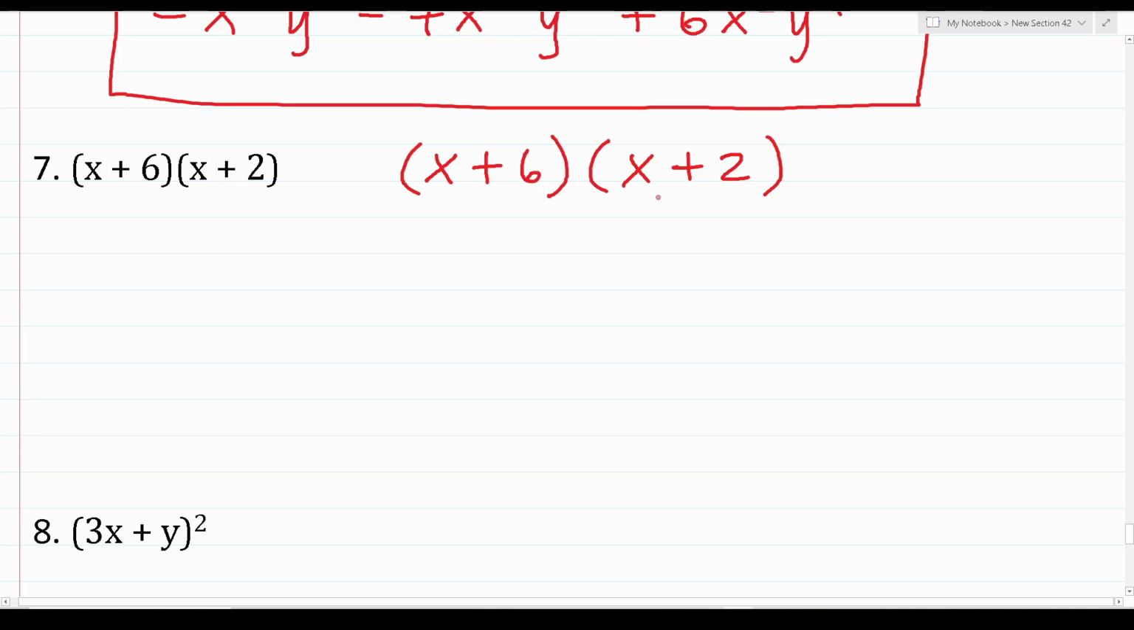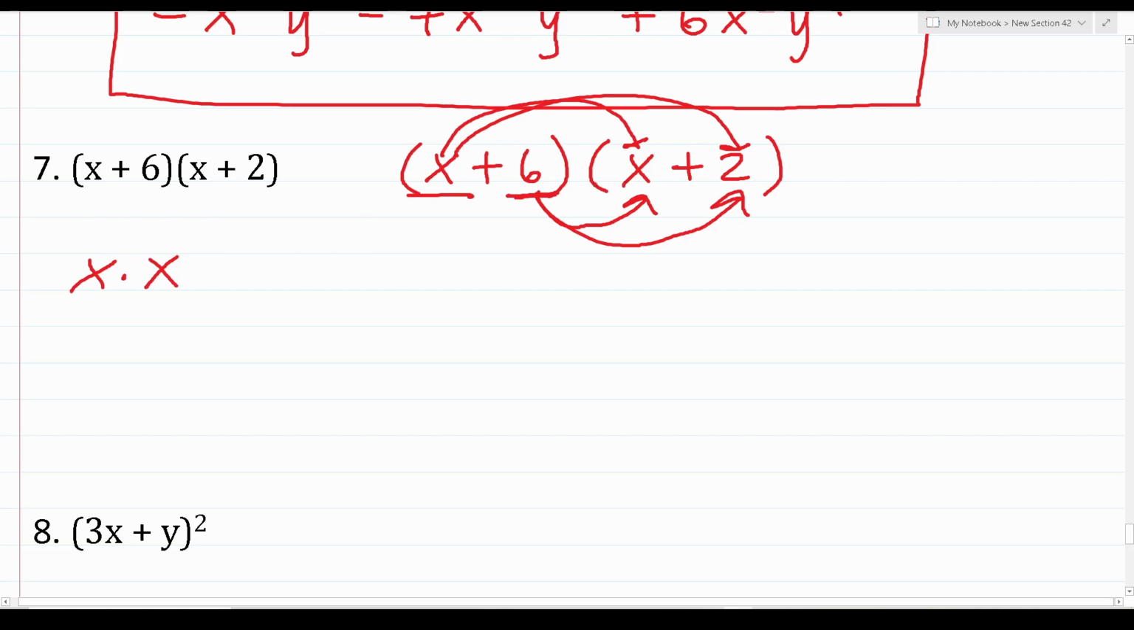All right, so again, we're going to use the distributive property to expand this one. So we're going to take this first term and multiply it by both of these terms. Then we're going to take this second term and multiply it by both of these terms. So let's work this out. This becomes x times x, and then x times 2.